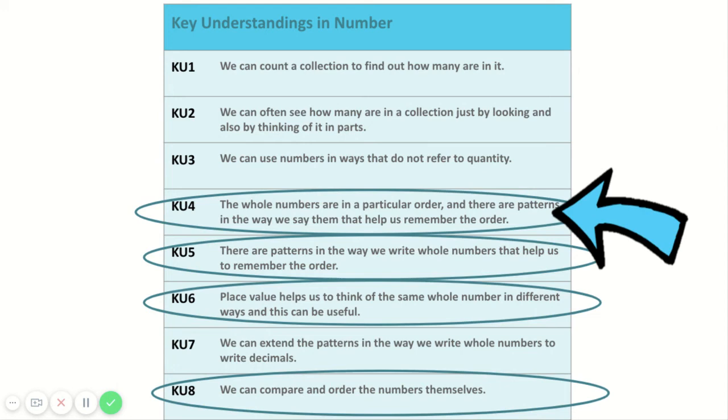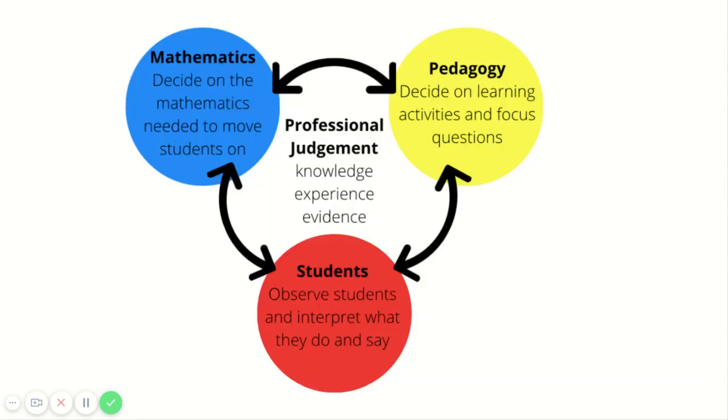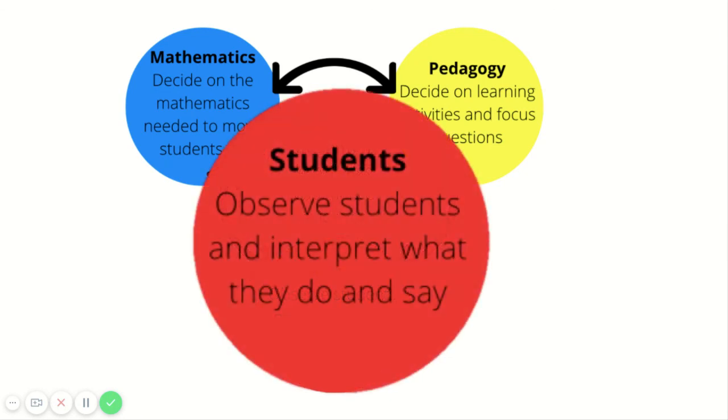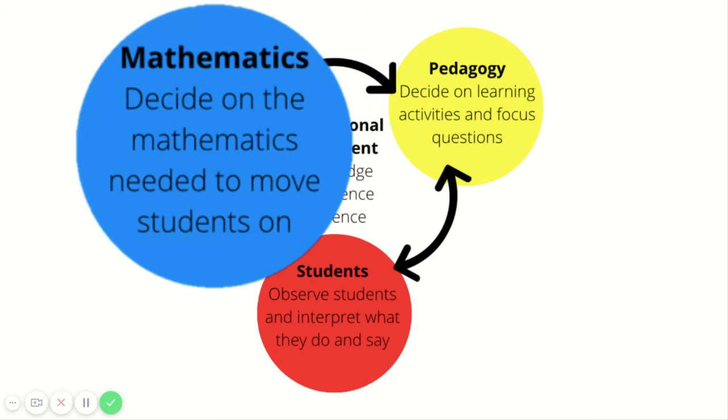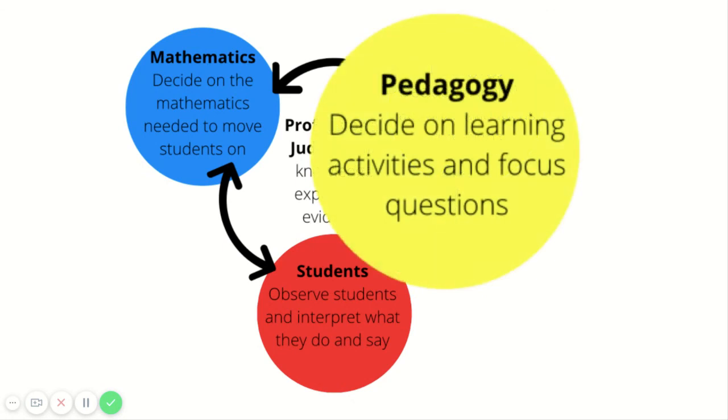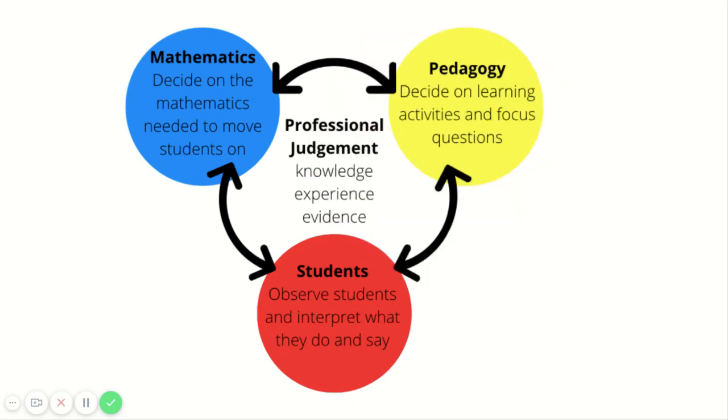Another educator might choose to focus interventions on key understanding 5. There often is not one right answer when determining next steps to instruction. So you need to use your professional judgment to interpret what the student says and does in order to identify the mathematics needed to move the student forward, and then decide on learning activities and focused questions in order to determine the best next steps of instruction for your students, just like we are doing with Sarah.